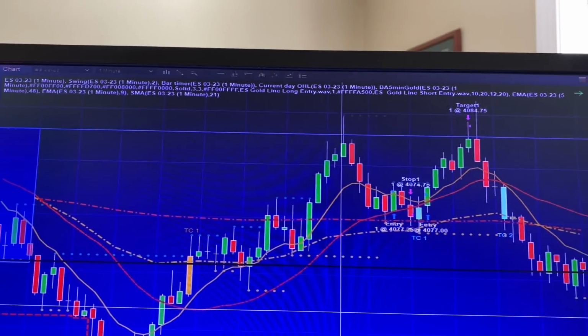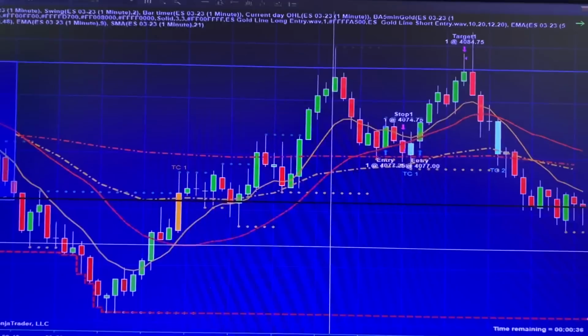I took 2 trades today. Let me show you my 2 trades today. Today was Friday, February 17th. Let me show you my 2 trades that I took today. Here they are, right here. Okay, this is my 2 trades. This was in the ES. Well, actually, I took 3 trades.